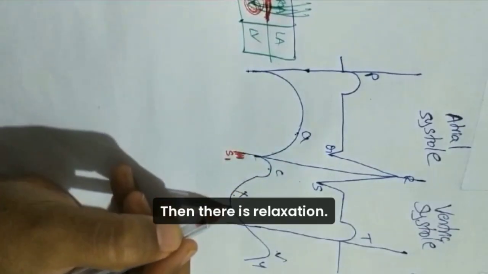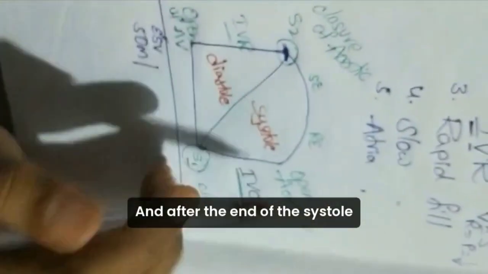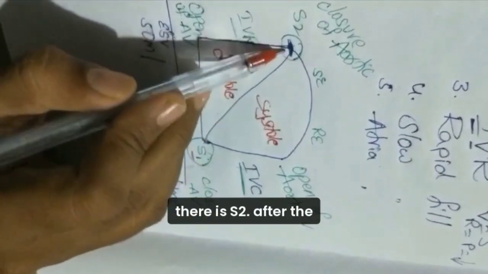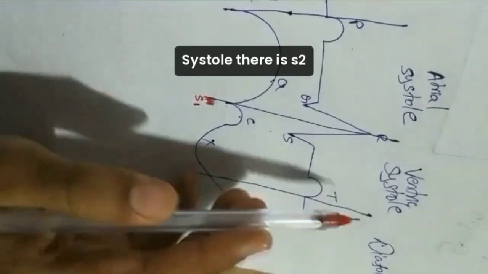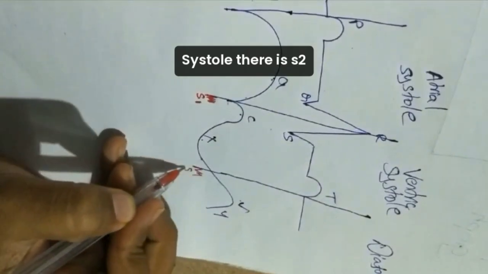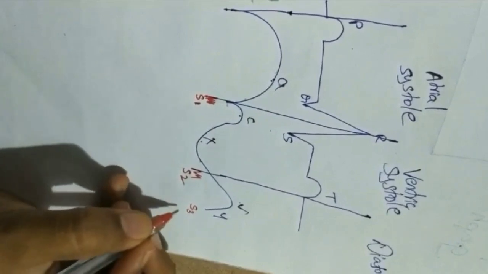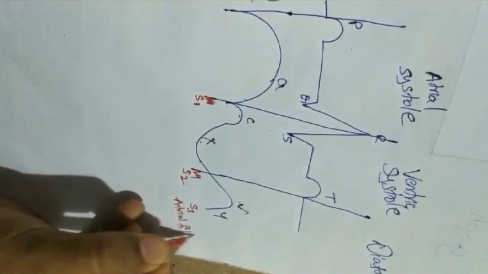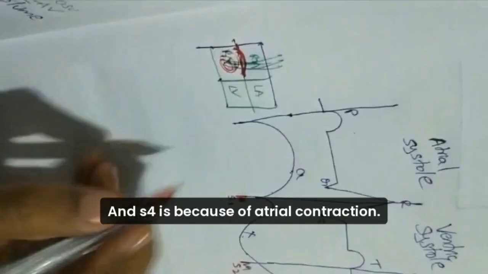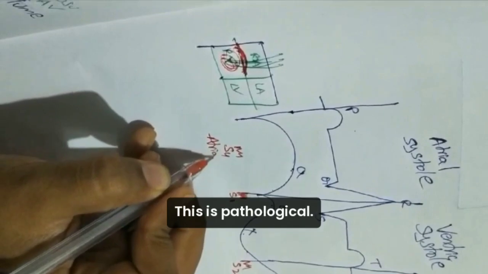Then there is relaxation, and after the end of the systole, there is S2. After the systole, there is S2, and S3 is due to atrial filling, and S4 is because of atrial contraction. This is pathological.